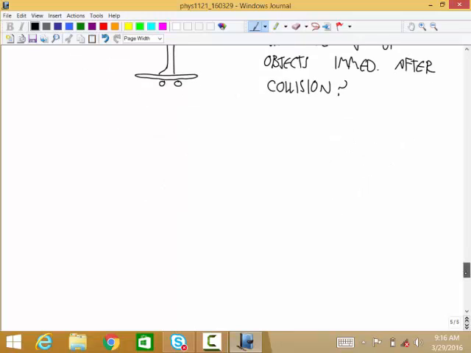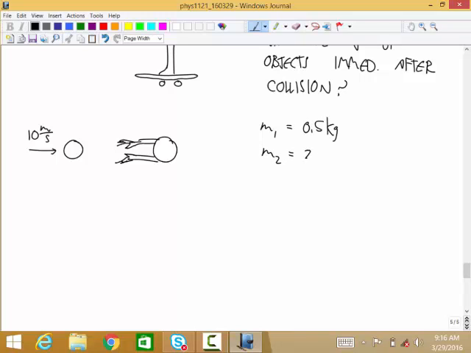Okay, so again, we're going to take a top view. The ball's coming in at 10 meters per second. The kid's at rest initially. The mass of the ball is 0.5 kilogram. The mass of the kid is 20 kilograms. And we'll use the same coordinate system we did before.